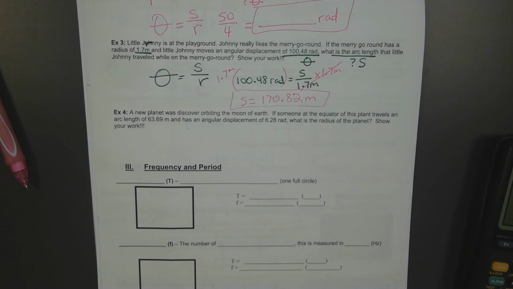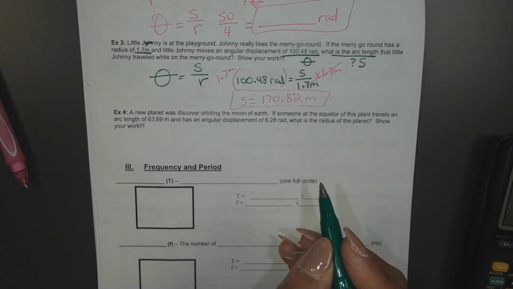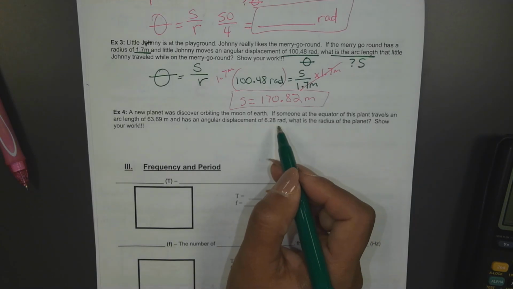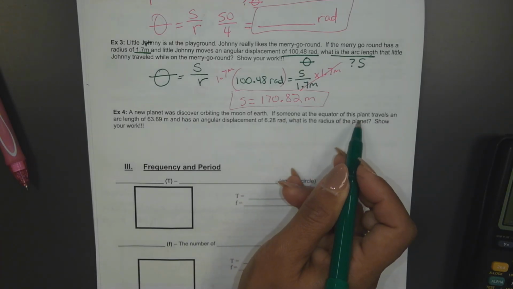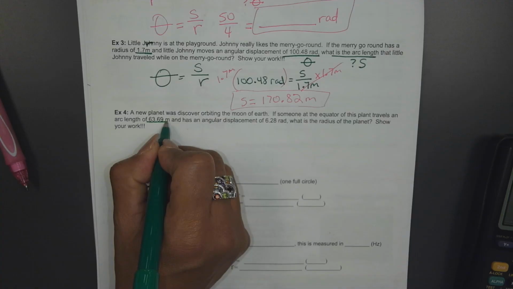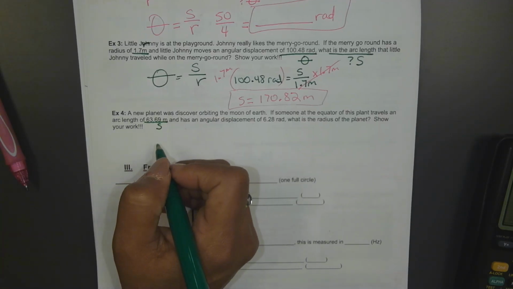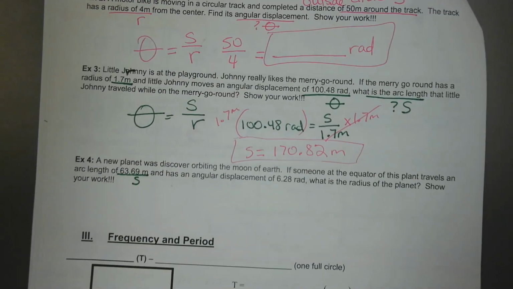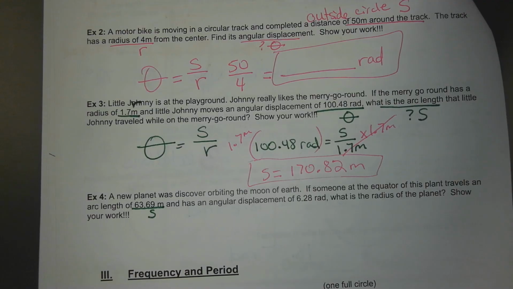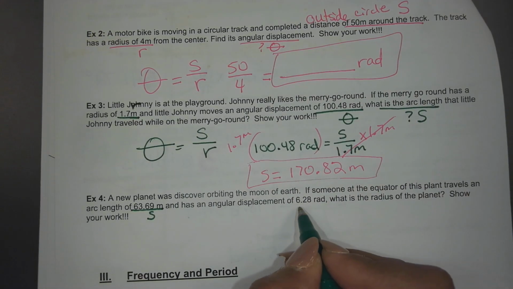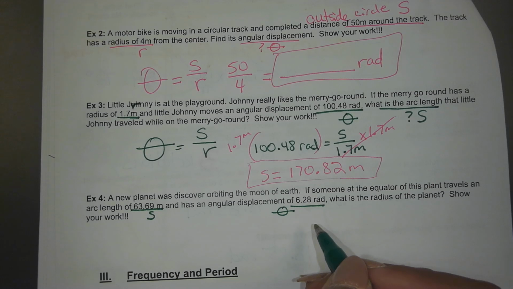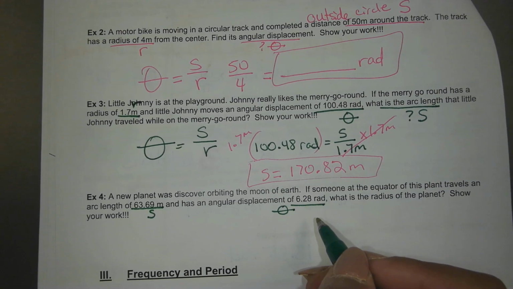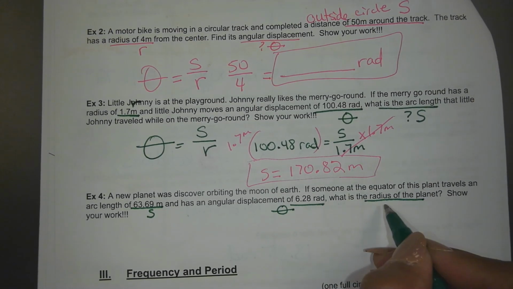Now it says here that we've got a new planet that was discovered orbiting the moon of Earth. If someone at the equator of this planet travels an arc length, S, of 63.69 meters, let me scroll in a little bit, and the angular displacement, or theta, is 6.28 rads, what is the radius of this planet?